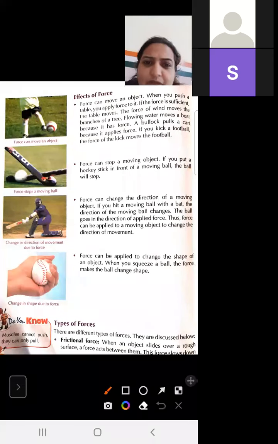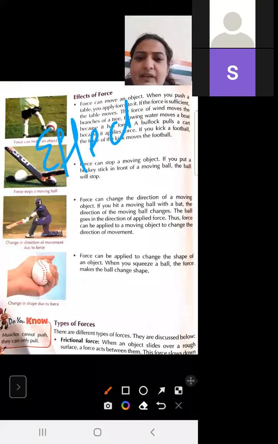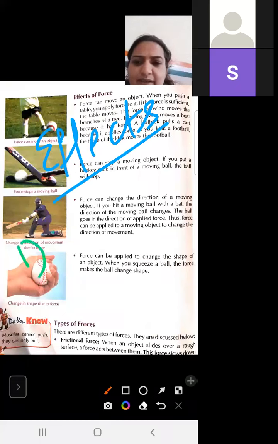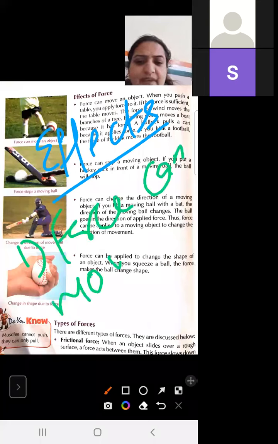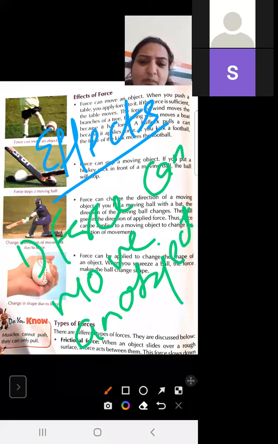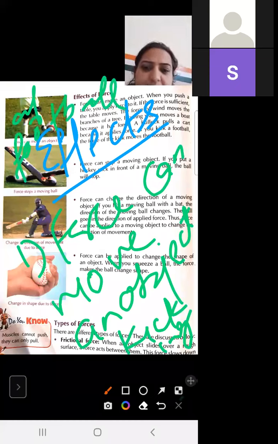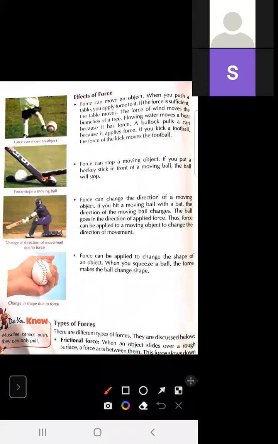So what are the effects of force? The first effect is force can move an object. Force makes any object move. And what is the example? Kicking of football. So kicking of football is an example of the first effect.